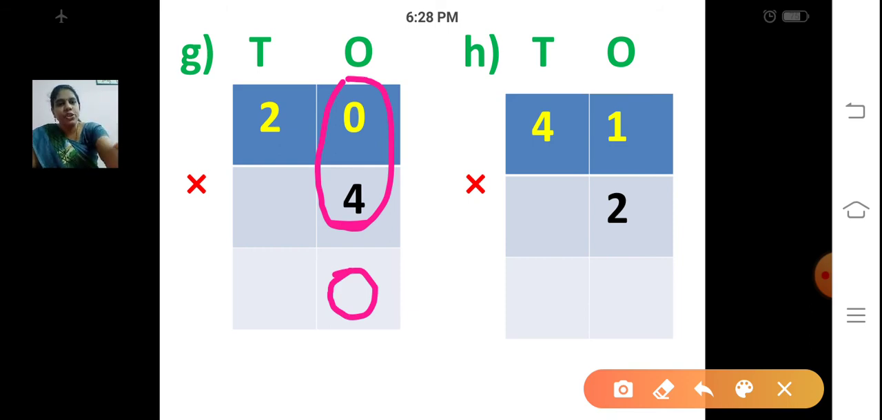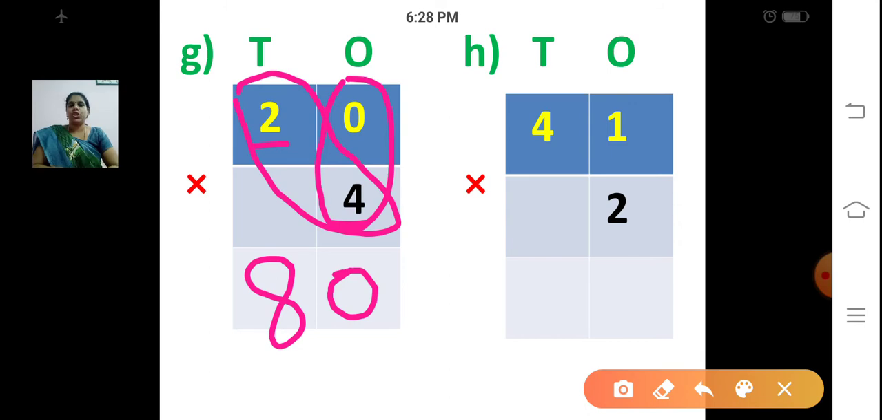Next we are going to multiply the digit at the tens place. What digit do we have at the tens place now? 2, right? So 2 into 4. 2 4s are 8. Write down 8. So when you multiply 20 into 4, the answer is 80.